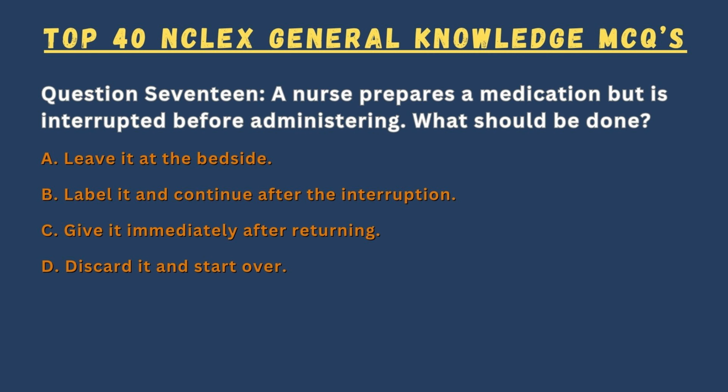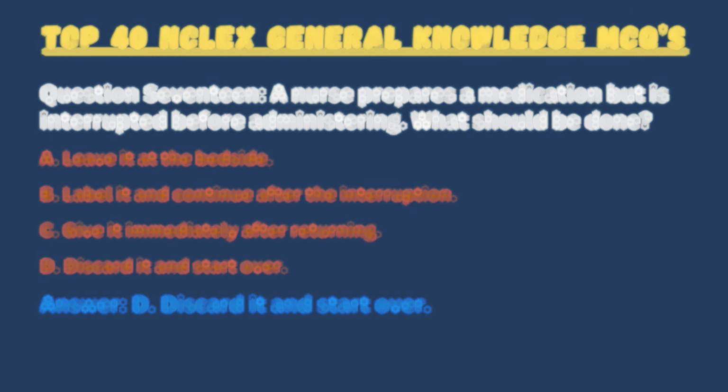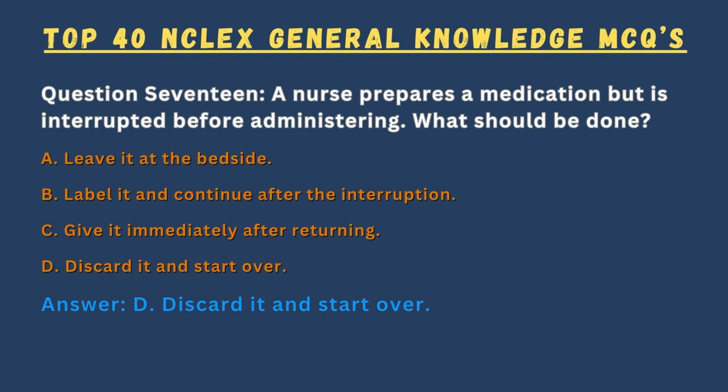Question 17. A nurse prepares a medication but is interrupted before administering. What should be done? A. Leave it at the bedside. B. Label it and continue after the interruption. C. Give it immediately after returning. D. Discard it and start over. Answer. D. Discard it and start over.